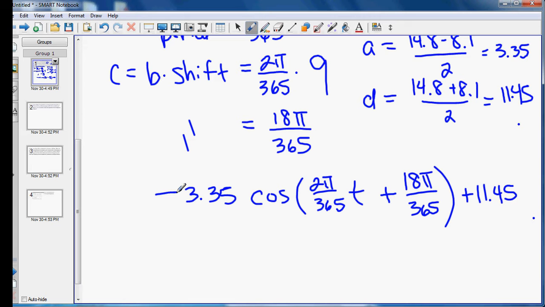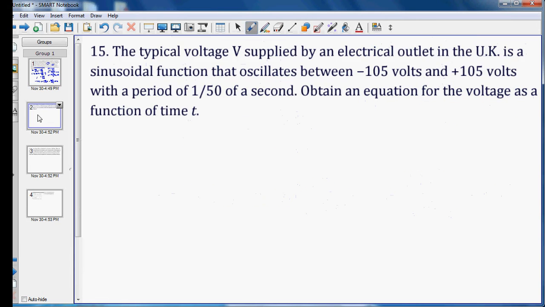Next up, number 15. The typical voltage, V, supplied by an electrical outlet in the United Kingdom is a sinusoidal function that oscillates between negative 105 volts and positive 105 volts. So they've given us the max and the min. The max is 105. The minimum is negative 105.